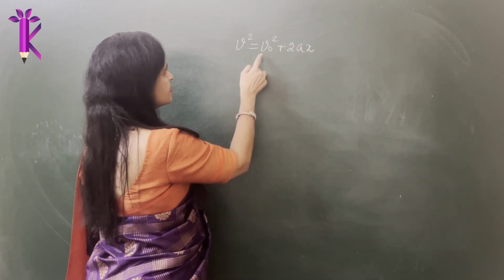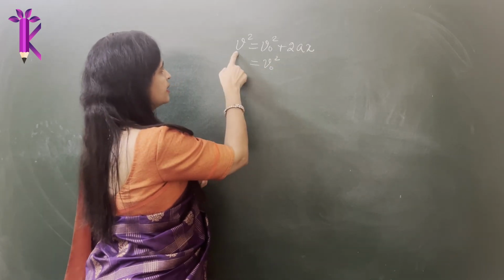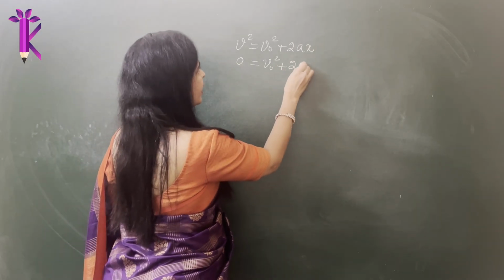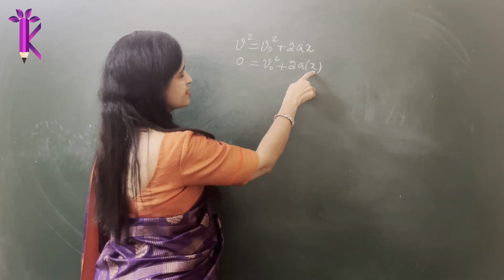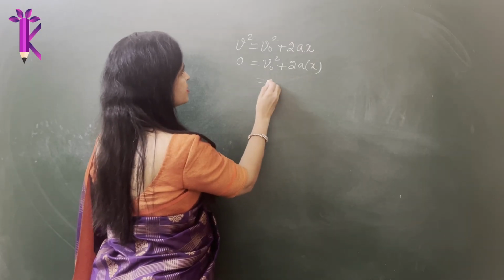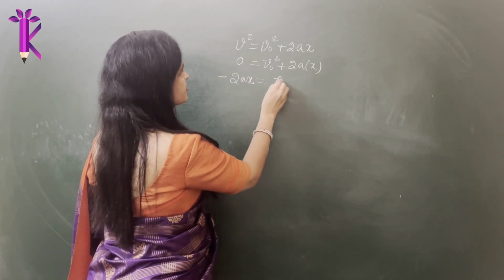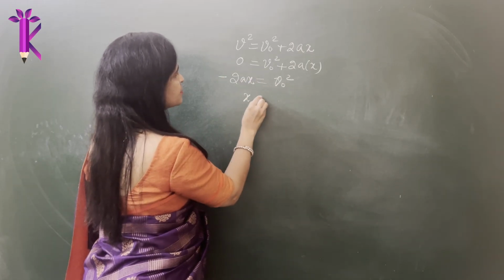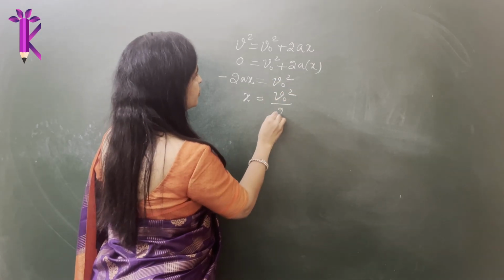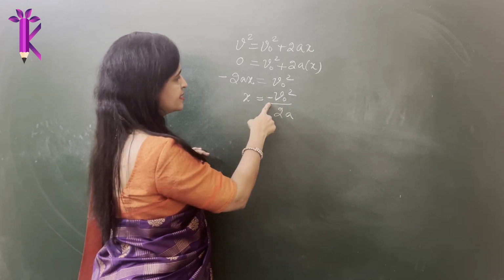Then in that case, the initial velocity, it will be traveling with a certain velocity, and then when it comes to a halt, the final velocity becomes 0, that is 2a into x. So x is the stopping distance. If I bring 2ax on the other side, this becomes minus 2ax is equal to v naught square. Therefore x will be equal to v naught square divided by 2a. This minus sign comes here. If you multiply both by minus, this becomes plus and this becomes minus.